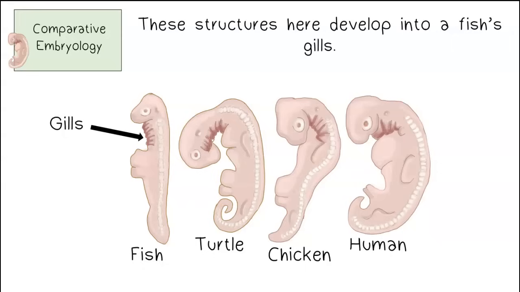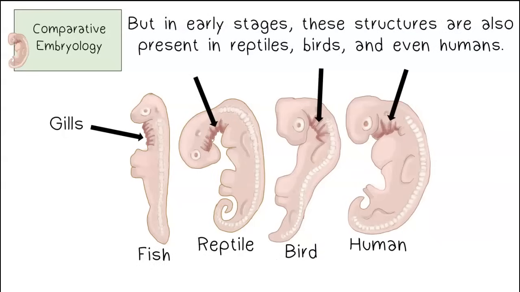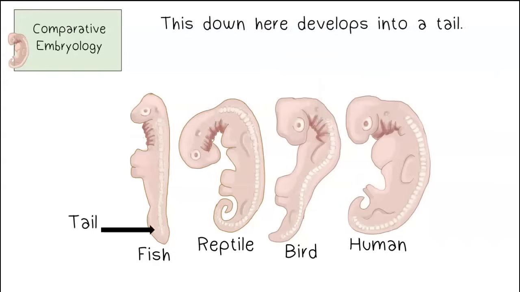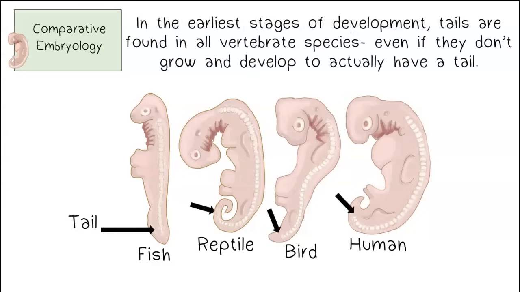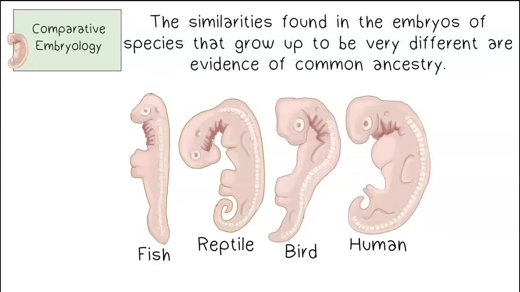These structures here develop into a fish's gills. But in early stages, these structures are also present in reptiles, birds, and even humans. This down here develops into a tail. In the earliest stages of development, tails are found in all vertebrate species, even if they don't grow and develop to actually have a tail. The similarities found in the embryos of species that grow up to be very different are evidence of common ancestry.